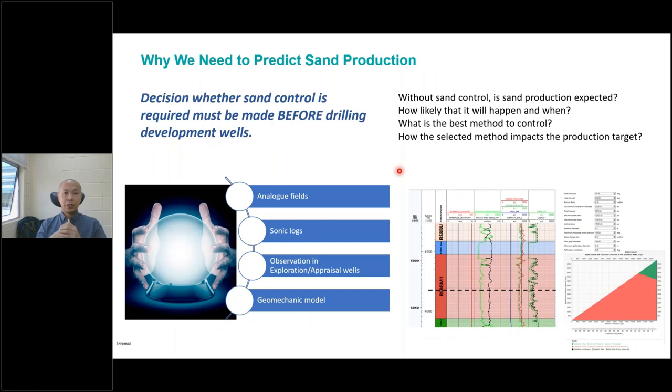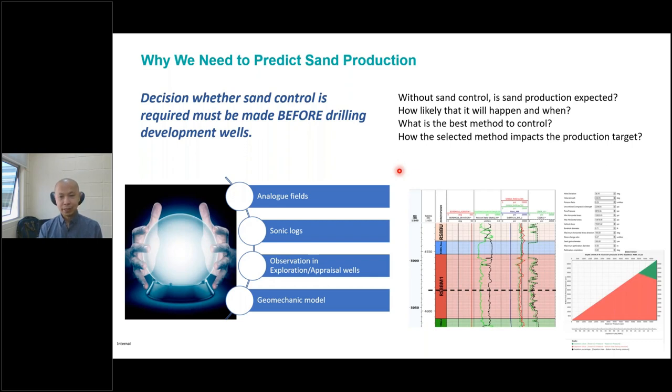Okay, so the question is, we sometimes learn a bit too late, like the experience that I had 20 years ago, when the remote platform was shut down because of the sand production. We knew it too late, right? We didn't expect that to happen, to be honest with you.